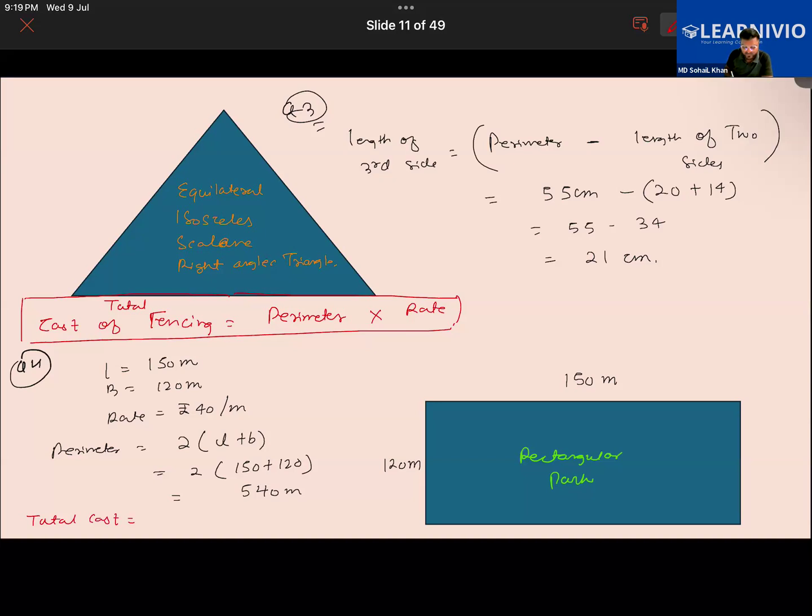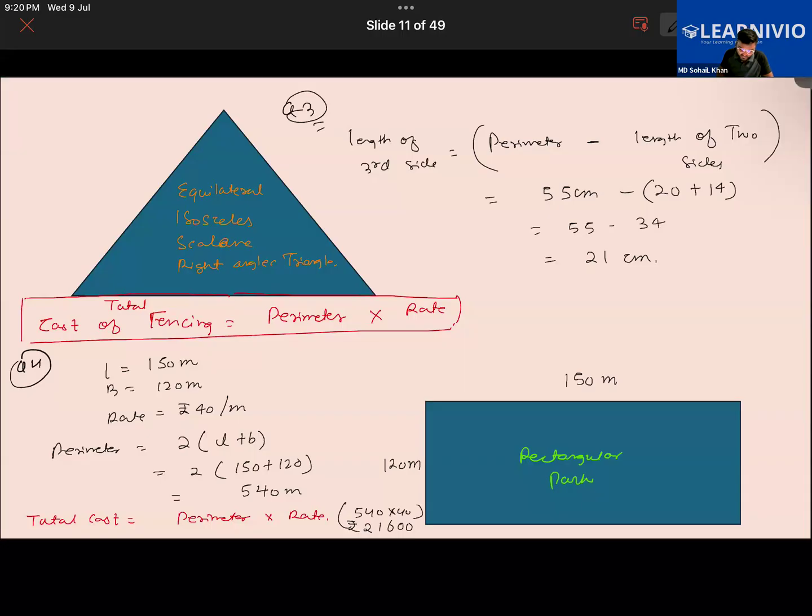What are you saying, Nafis? I'm getting 81,000 rupees. How will we be getting such a big value? No, the value which is being quoted is correct. The total cost is 21,600 rupees. So 540 multiplied by 40 will be 21,600 rupees. This is the value you should be getting.